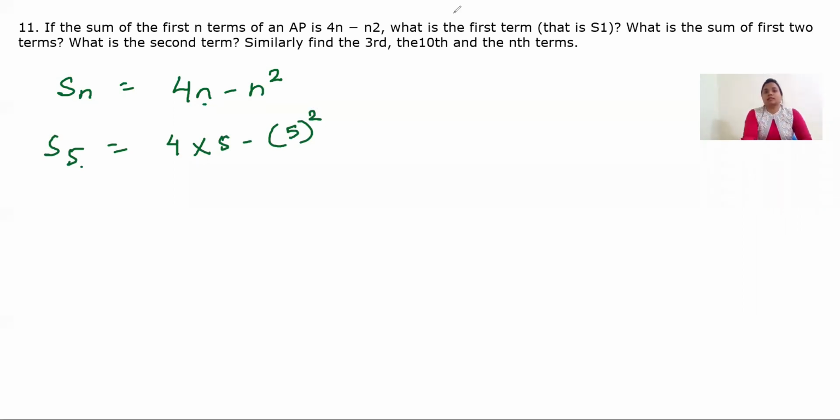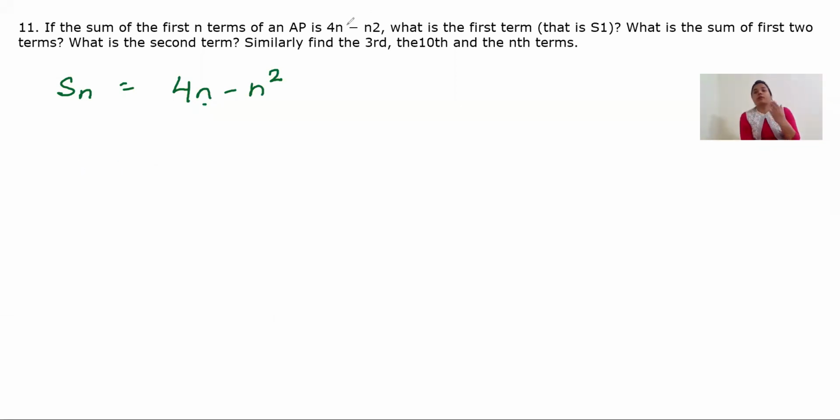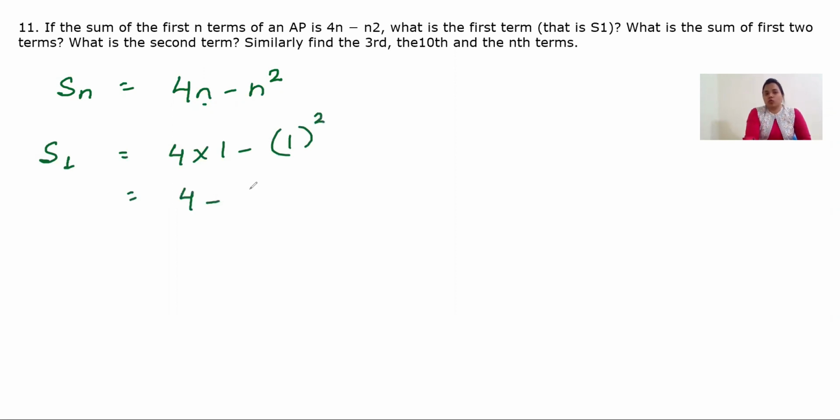In this question, they're asking us to find the first term. So how can we find the first term using the sum formula? So what will be the sum of one term? That will be the first term itself. So for finding the first term, I'll simply find S1. That is equal to 4 into 1 minus 1 square. That is equal to 4 minus 1 and that is equal to 3.